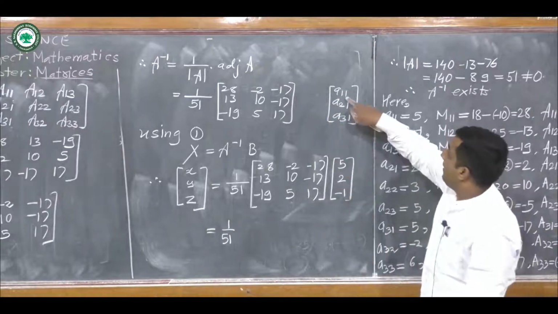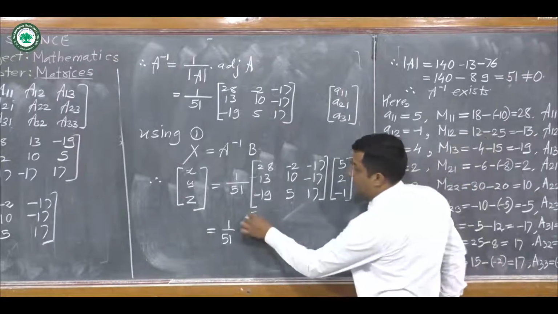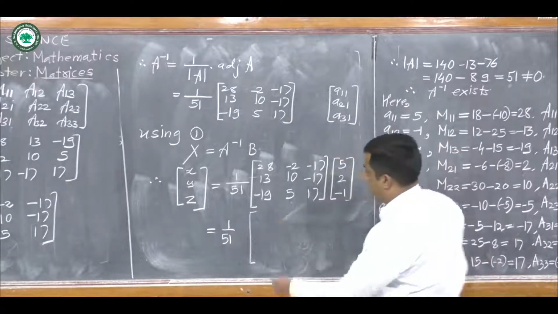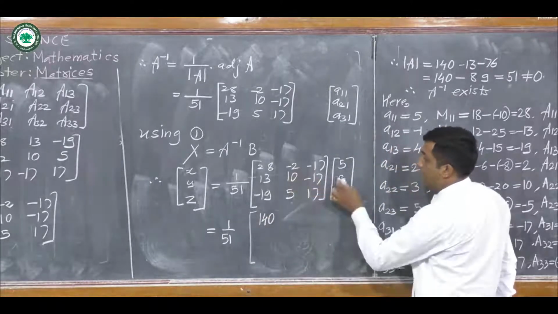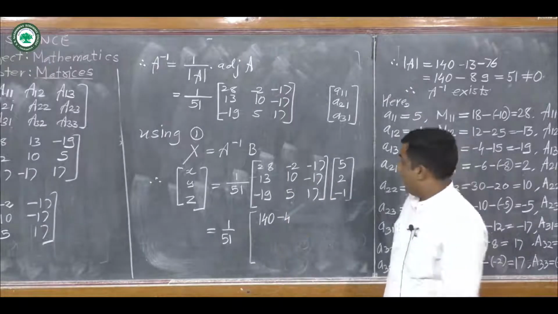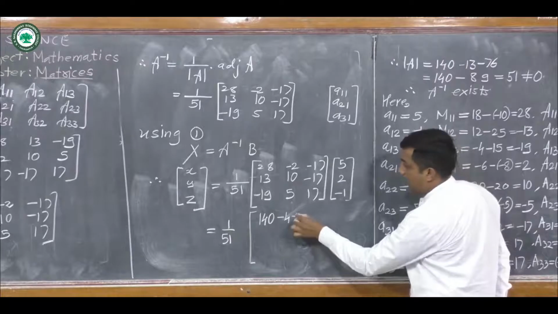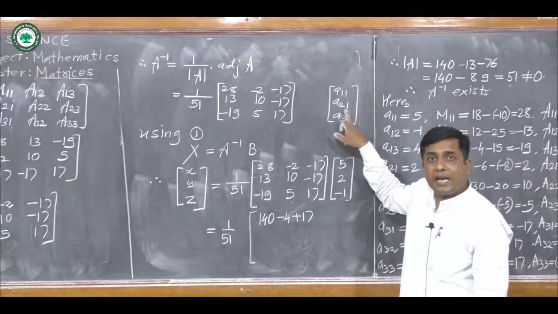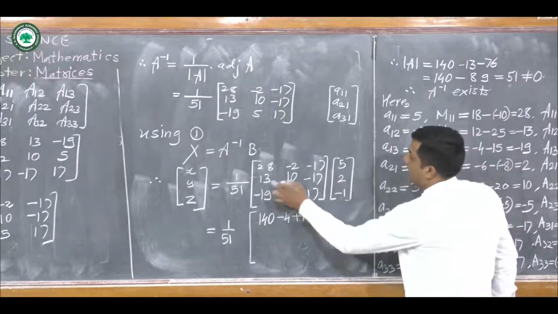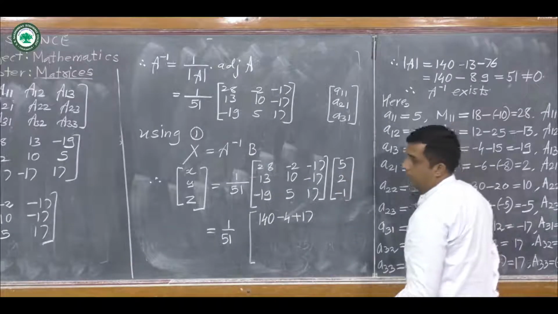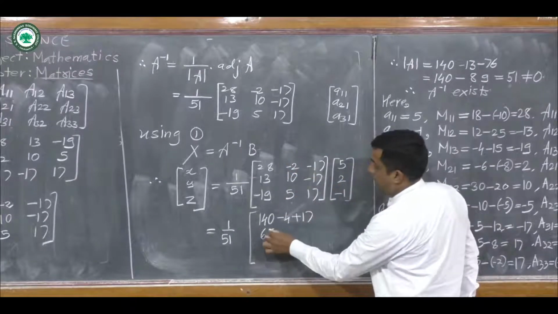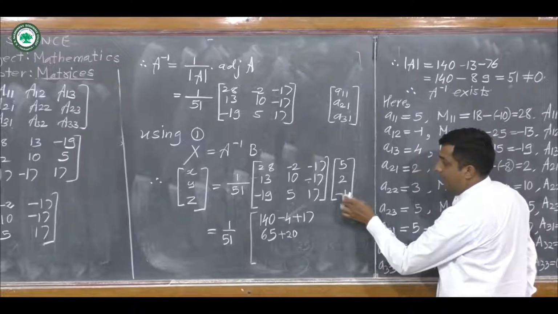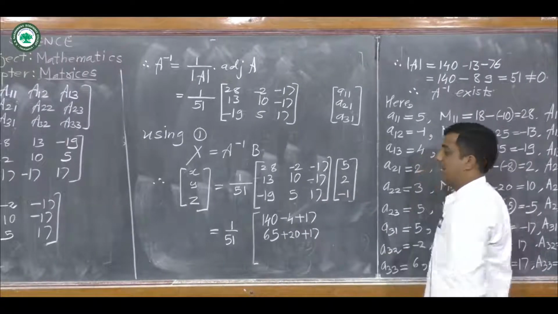Okay, for the first element we consider the first row and first column. So 28 into 5. We know 28 into 5 is 140. Next minus 2 into 2 is minus 4. Next minus 17 into minus 1 is plus 17. Then for the second element A21 we consider the second row and first column. So 13 into 5 is 65. Then 10 into 2 is 20. Next minus 17 into minus 1 is plus 17.